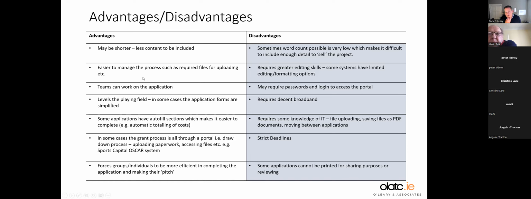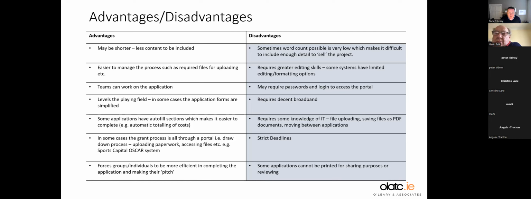So if you're uploading all the files, that's actually easier to do than to gather files and post them, because you also get a track record of what you actually submitted and attached on the application form. Teams can work on a regular application too, but with the online applications, you can give access to other people to go in and edit it.